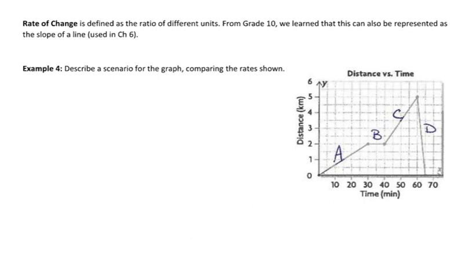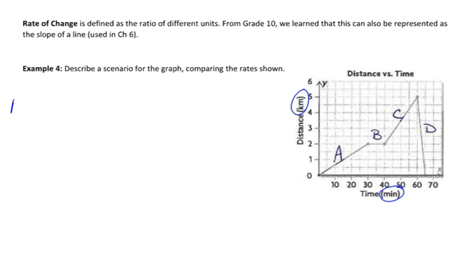So for this last example, example 4 says describe a scenario for the graph where we're going to compare the rates shown. So we want to describe the segments A to B to C to D. Describe some things that are happening using the rates. So we're comparing two things. I'm going to be comparing distance, so kilometers, over time in minutes.